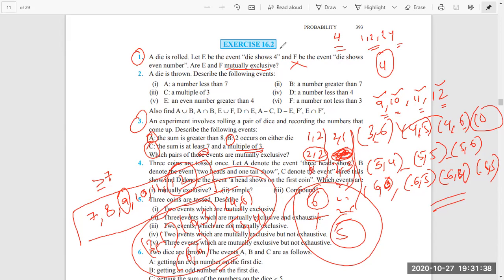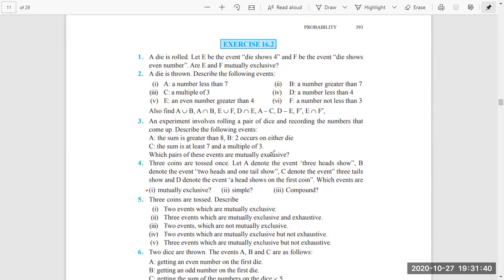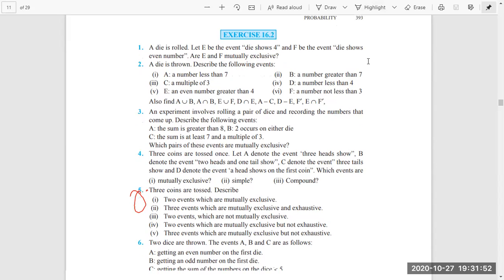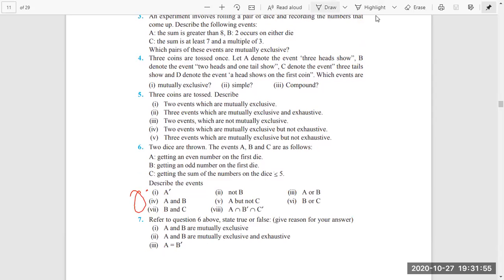Question number 5. Three coins are tossed. Describe two events which are mutually exclusive. You have to describe two events from throwing three coins.